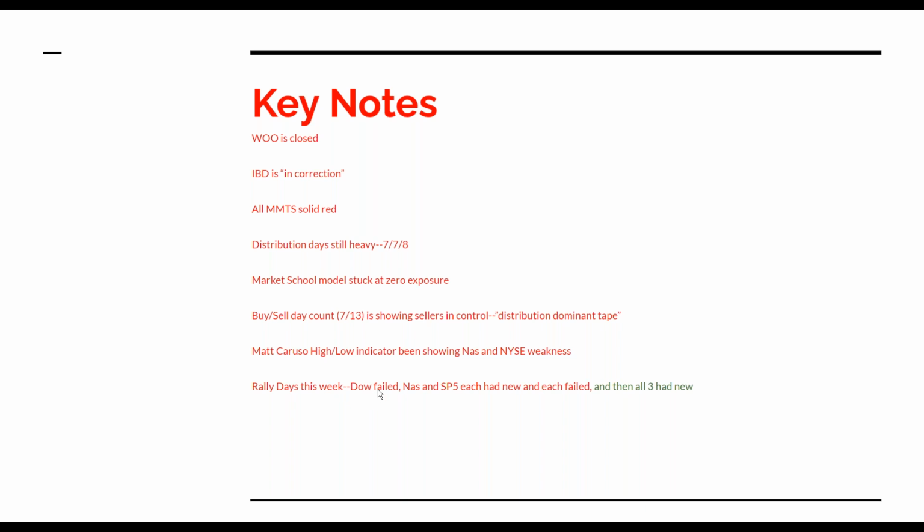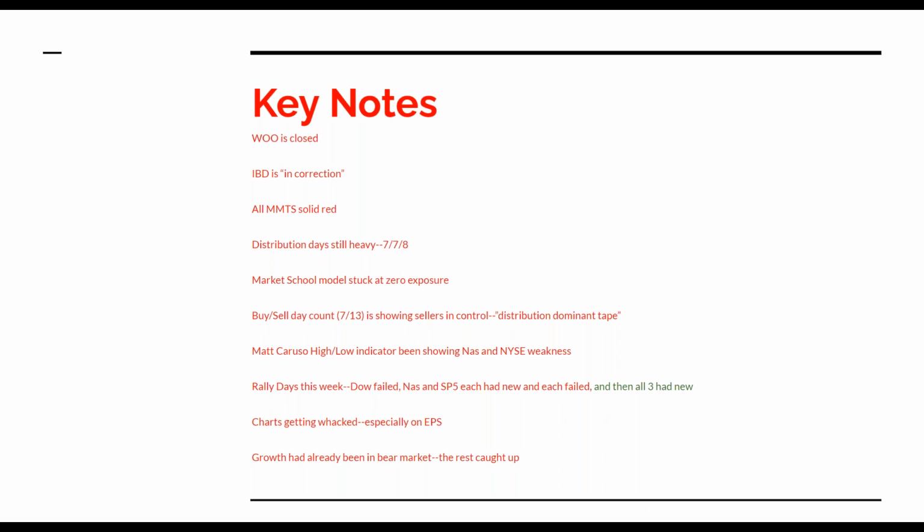Sort of the summary. The Dow failed. NASDAQ and S&P 500 had new ones. Those failed. And then all three had new ones on Thursday, as I showed you. Charts are getting whacked still. It's been the worst earnings season I've seen in a long time. I mean, massive plunges, 20, 25%, just over and over and over.